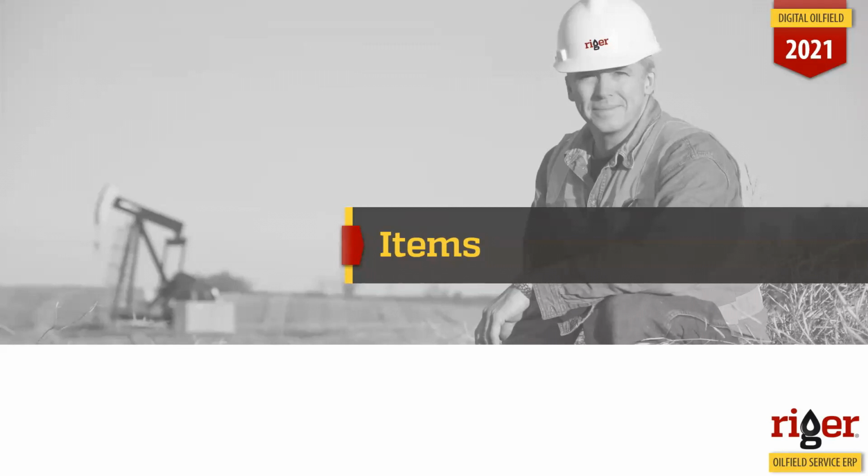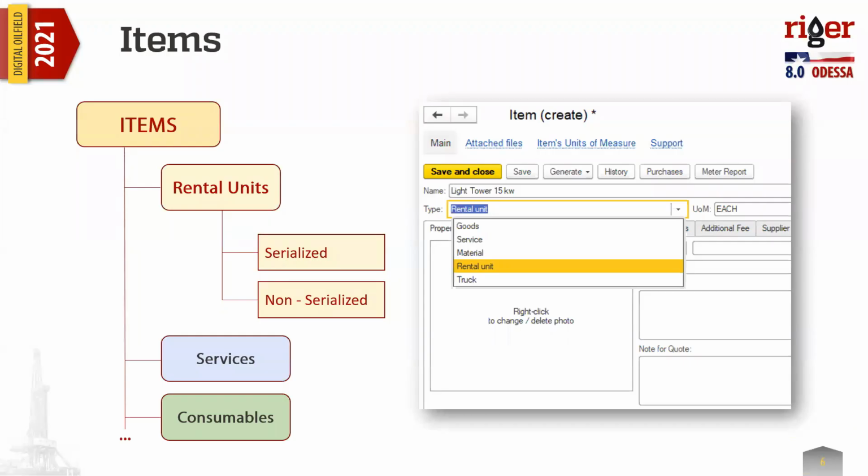But before that, let's discuss the actual building blocks of the equipment that we have in our database, which is basically called items. So two things to stress: items. Anything in RigER can be considered an item, first of all, if it needs to be tracked, and second, if it has the capability to generate revenue.